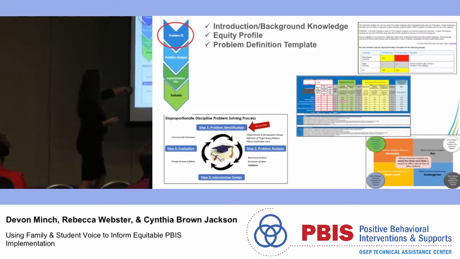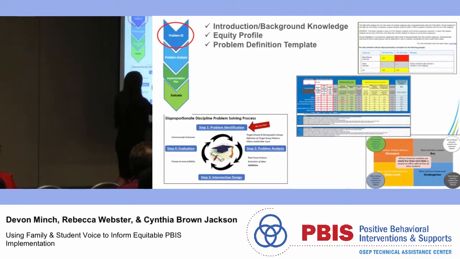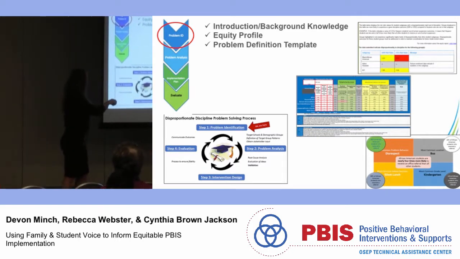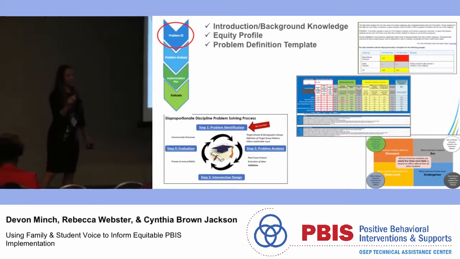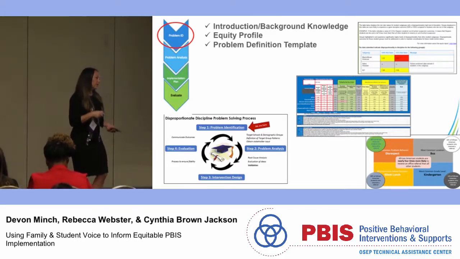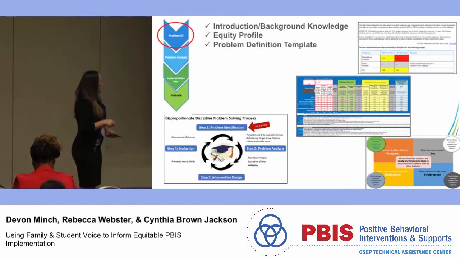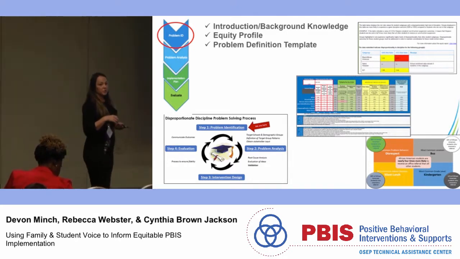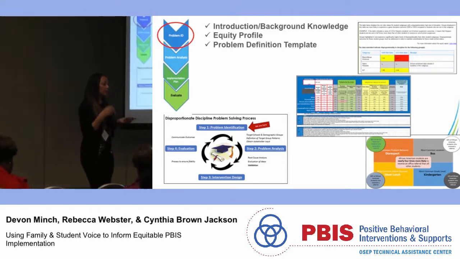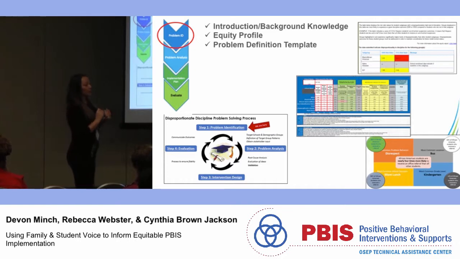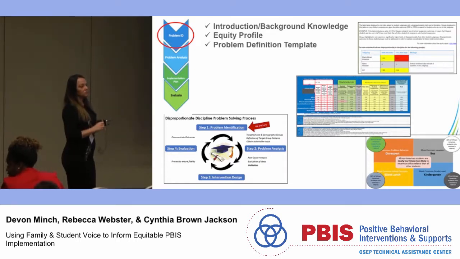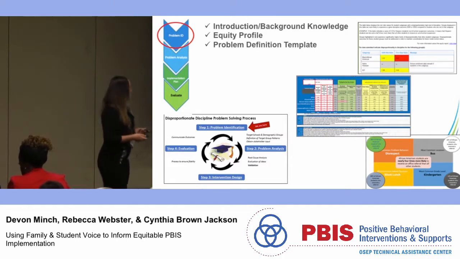That's the equity profile. At the bottom you can see for each subgroup and each metric, it gives you a written statement. So you're not wondering, am I interpreting this correctly? It's all right there for you. The problem definition template allows schools to easily see, are the patterns for discipline different for my target group than for all other groups, or is it the same? So it compares by location, by time of day, by administrative response or consequence, things like that.